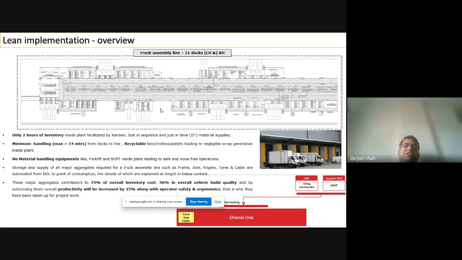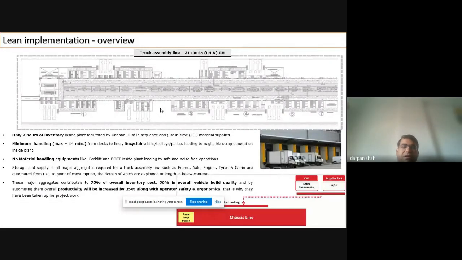I mentioned in my introduction also that recently our company has won the Excellence in Supply Chain Management Award from the Machinist magazine. This is a magazine published by the Times of India Group, and we have been recognized nationally for this.